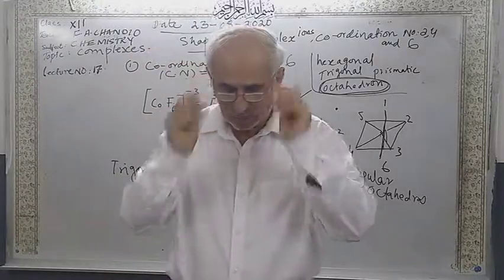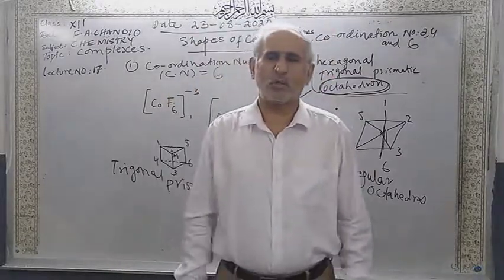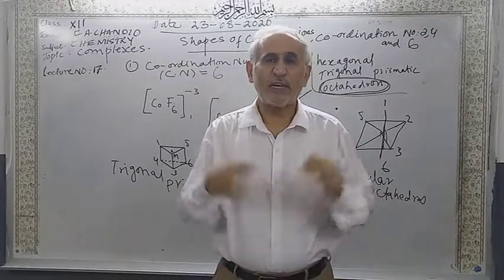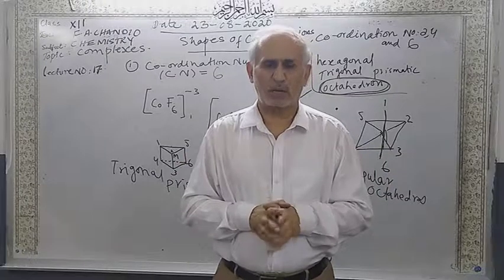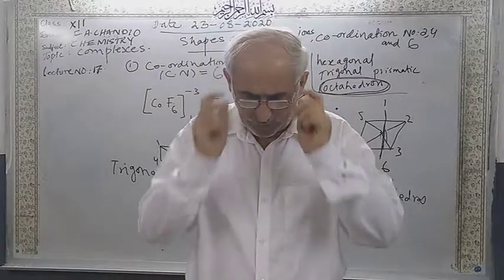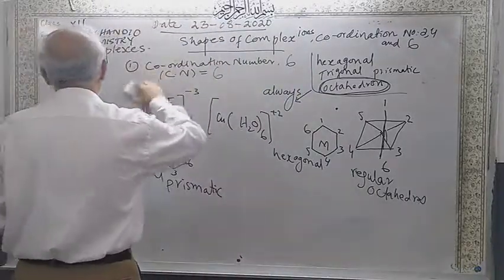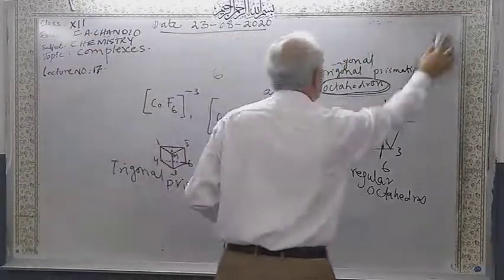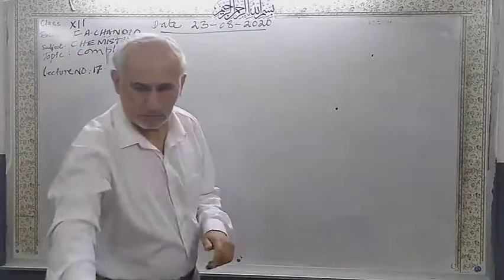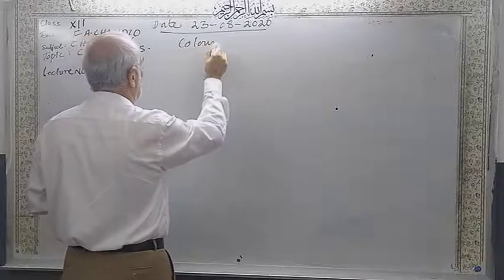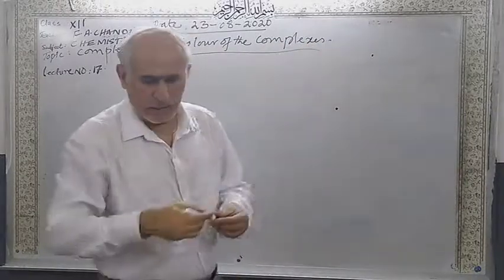Now we are going to finish this chapter. Students, in previous lectures I told you that if you visit the laboratory, you will find different colored compounds. If there are colored compounds, mostly they are transition metal compounds. So, written here, color of the complexes. Color of the complexes is going to start as another topic.